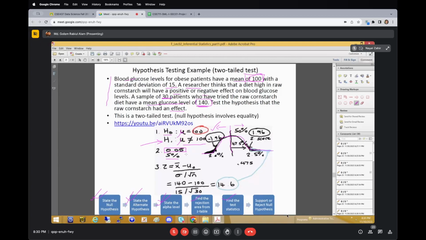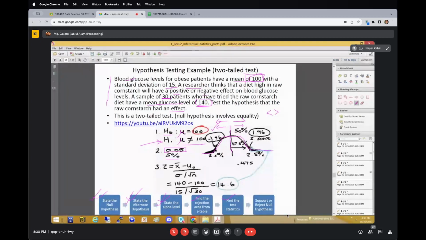Why a two-tailed test? Because it is not only a greater-than test, it is also a less-than test. That means mu not equal to 100. So it is a two-sided claim. It can be greater than, meaning it can be on this side, and it can be less than, meaning it can be on this side. That's why we call it a two-sided test.